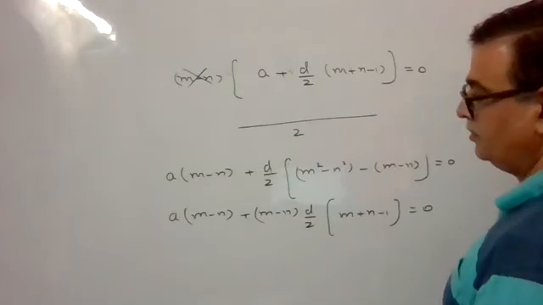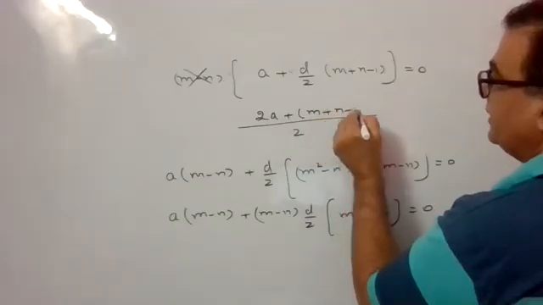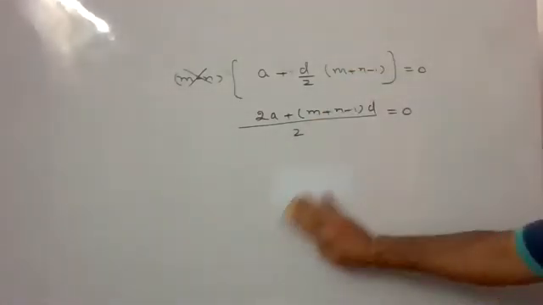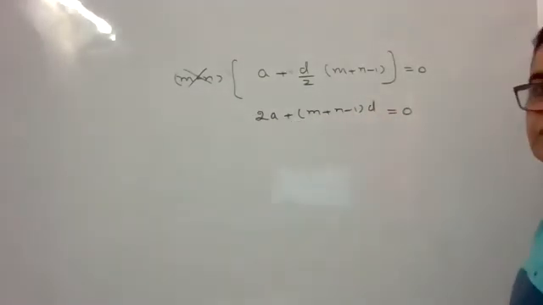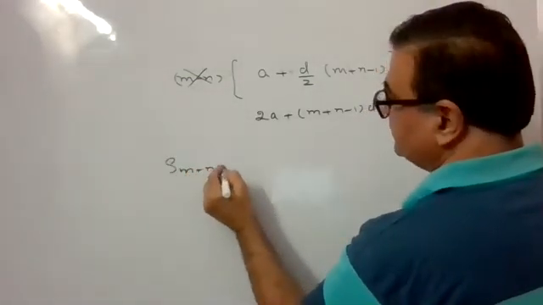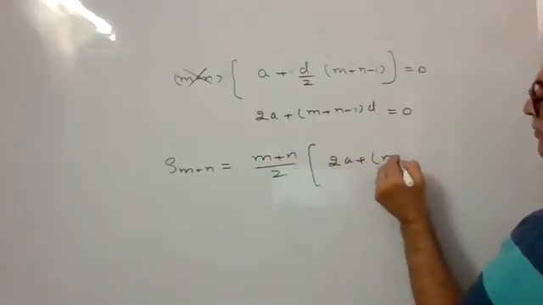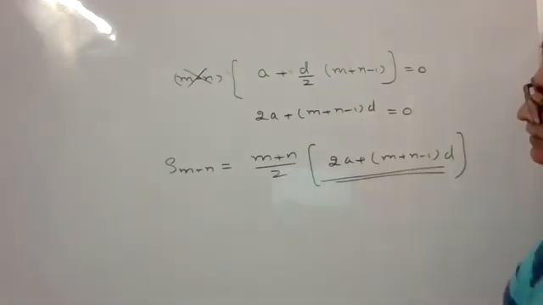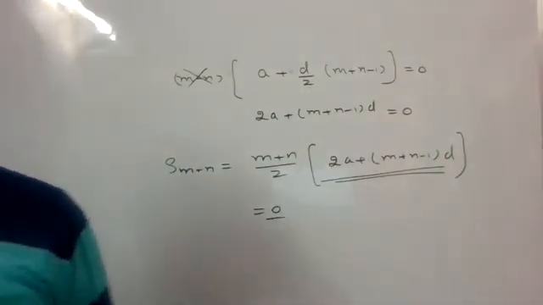Yes or no? Yes sir. 2a plus (m plus n minus 1) into d is coming 0. Right or no? No meaning of this 2 left. We got this result is 0. And this term is your sum of m plus n terms: m plus n by 2 (2a plus (m plus n minus 1) into d). This part is clearly coming 0. Result comes out to be 0. Next question please.